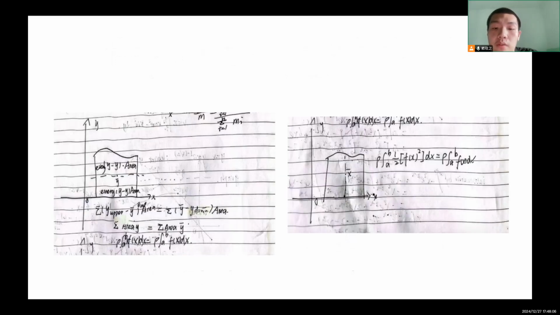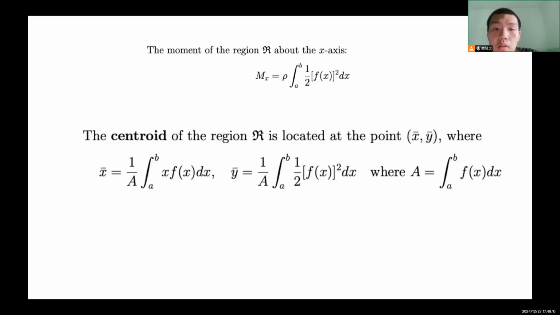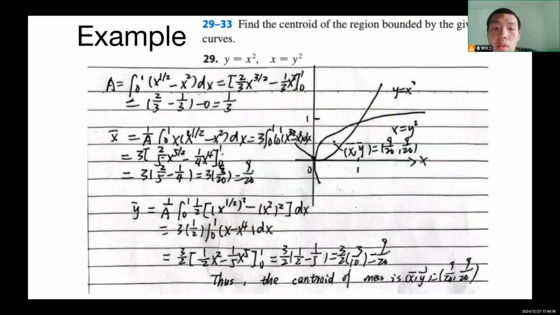Here are some graphs to help understand. You can stop to look. Finally, when you divide the moments of the 2 parts by the mass of the graph, you can get the center of mass of a graph.